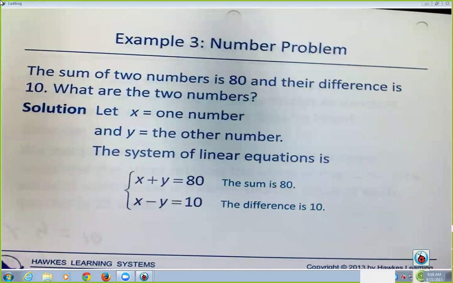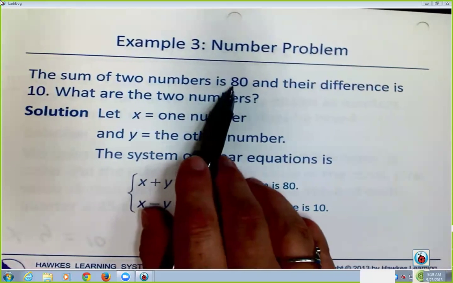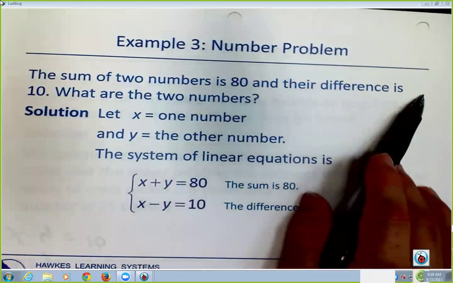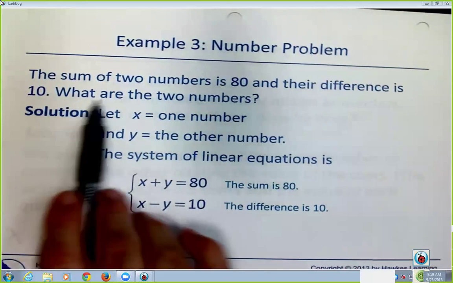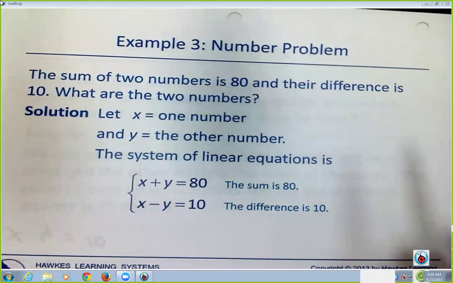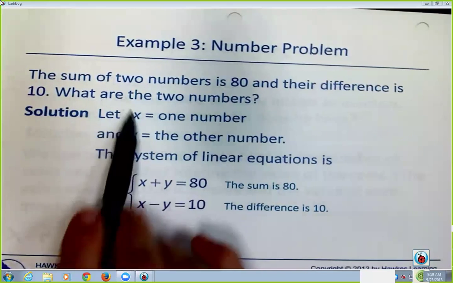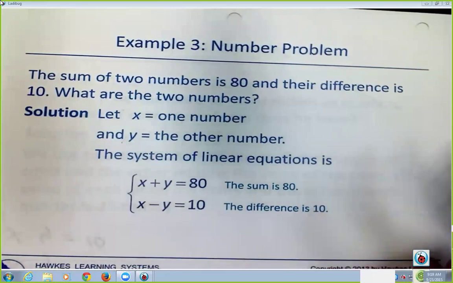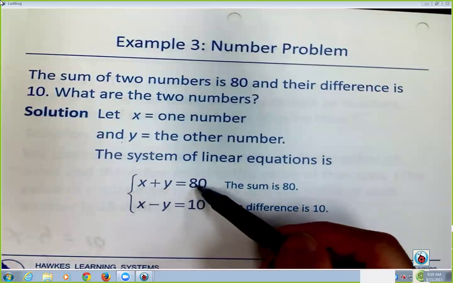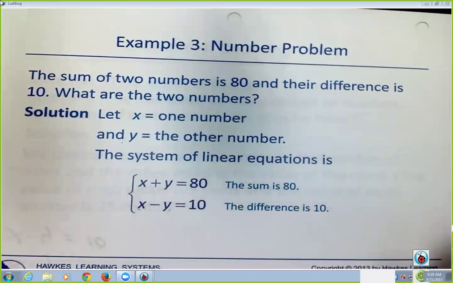The third type is number problems. The sum of two numbers is 80, and their difference is 10. What are the two numbers? So pretty straightforward with this one. Two numbers, so I've got x and y, number 1 and number 2. So we've got x plus y is 80, and x minus y is 10.